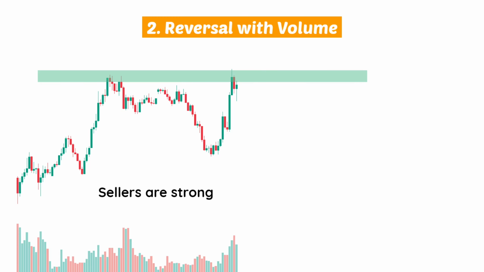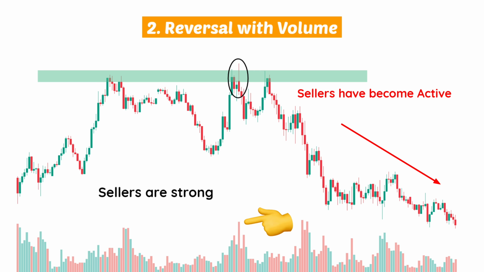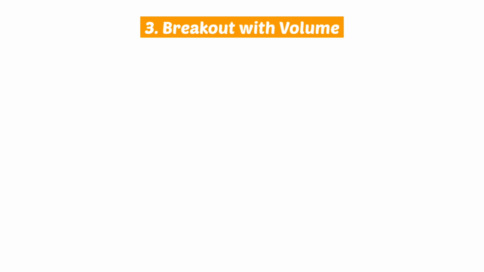Now, if price touches the resistance and forms a bearish reversal candlestick with volume significantly higher than average, it confirms that sellers have become active at that level. With this high volume confirmation, you can consider entering a sell trade because the probability of the market moving lower becomes much higher.